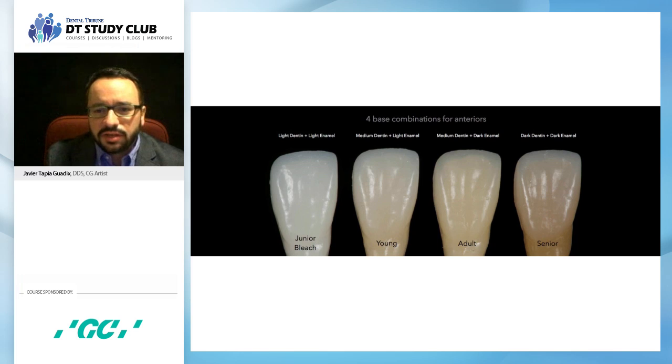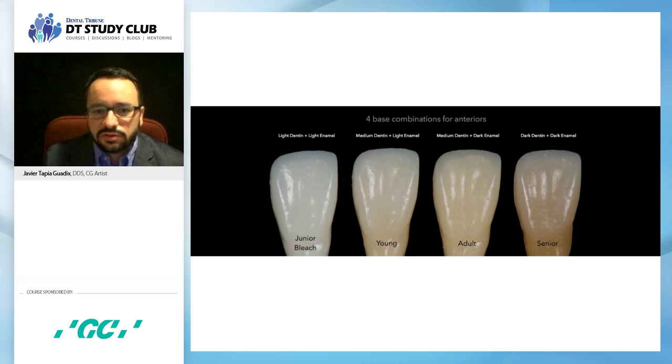There are 4 base combinations that we will see for the anteriors. We will start with light dentin plus light enamel, then medium dentin light enamel, medium dentin dark enamel, and dark dentin dark enamel. These 4 different combinations are the base that we will use, especially for the young and the adult, the central part. You can see these 2 shades. This is normally what we are working with in our daily work. This is our comfort area.